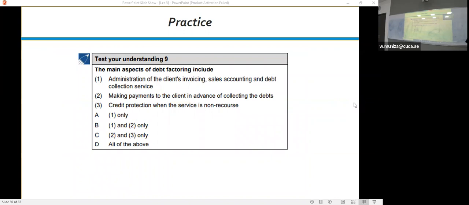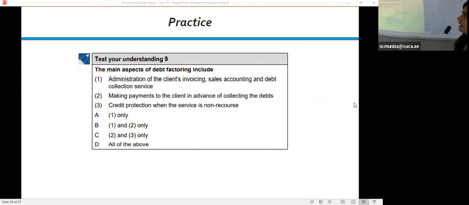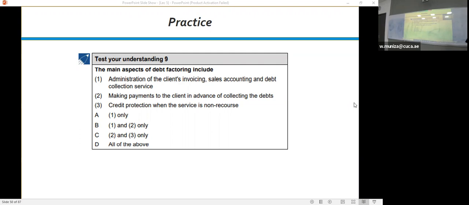Okay, now understanding number 9. The main aspects of debt factoring include administration of the client's invoicing, sales accounting, and debt collection service. Sales accounting is not involved. But managing client's invoicing and debt collection service are involved. Making payments to the client in advance of collecting the debts. Yes. Credit protection when the service is non-recourse. Yes, credit protection is going to be given when the service is non-recourse. So options 2 and 3 are the correct ones.